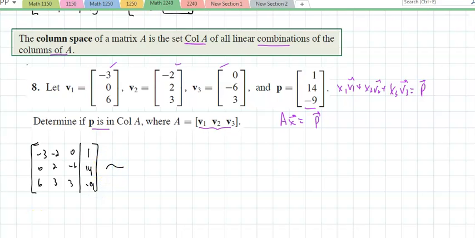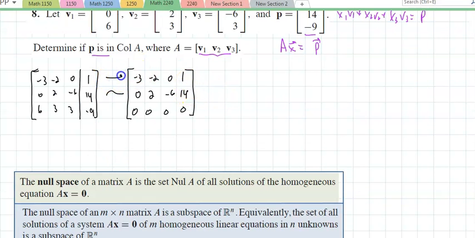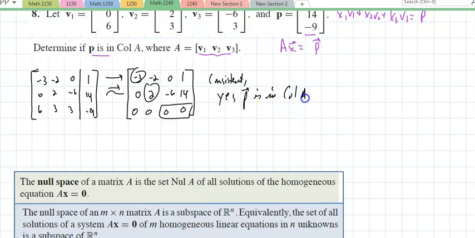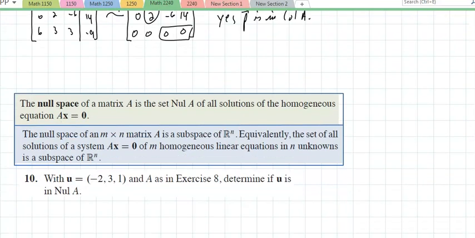And if I do the magic again, here I get an infinite amount of solutions, which means it's a consistent system. And if it's consistent, then there is a solution. P is in the column of A. And that's how it works.